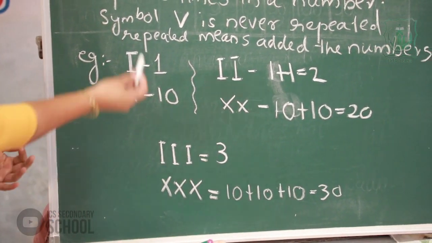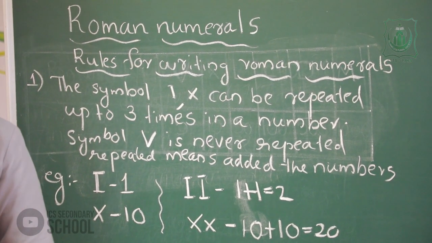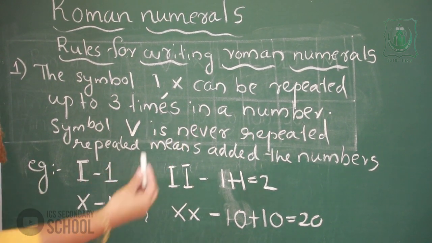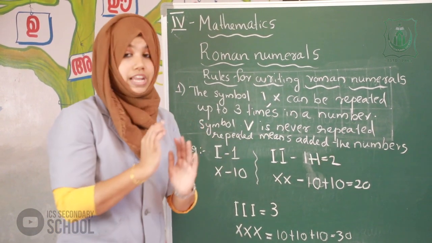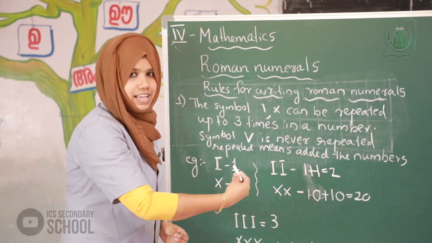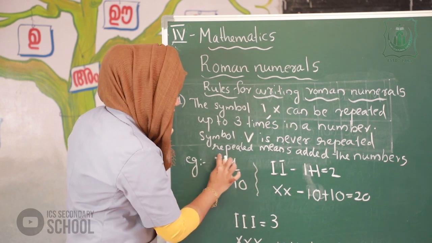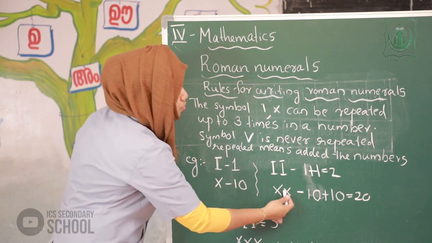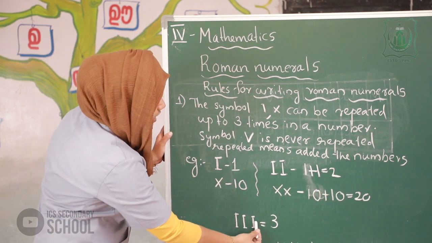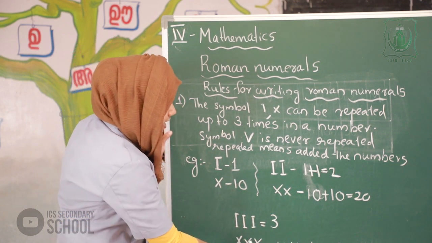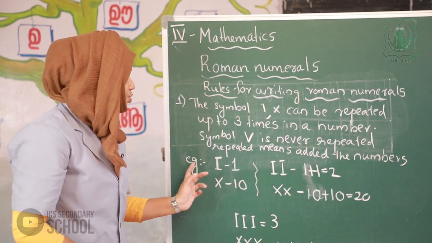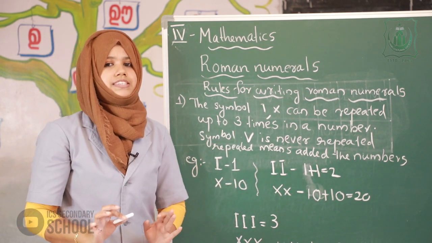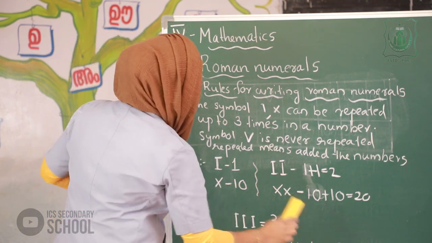Is it clear? Okay. So our first rule of writing Roman numerals is the symbols I and X can be repeated up to 3 times in a number. Repeated means adding the numbers. The symbol V is never repeated. This is our first rule. So the first one is I means 1 time. Second, 2 times I is repeated, so 1 plus 1, 2. X is the symbol of 10. 2 X's means 10 plus 10, 20. 3 I's, 1 plus 1 plus 1 is equal to 3. 3 X's, 10 plus 10 plus 10 is equal to 30. So first you should know the values of the numbers I, X, V, like that. You should study the tables, the symbols with the values. Okay. So this is our first rule.